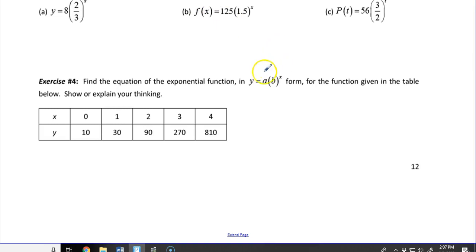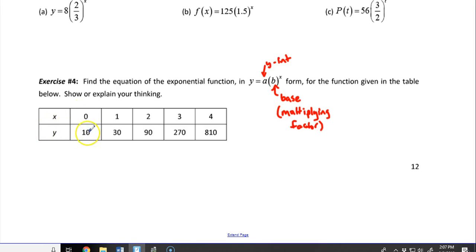Let's just summarize. A is our y-intercept, and b is our base or multiplying factor. Okay, so identify those two things, please. Find out what the y-intercept is. Find out what the multiplying factor is.